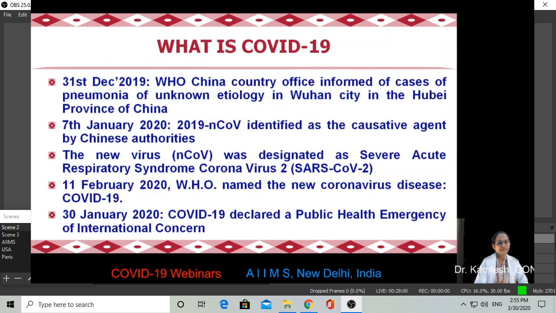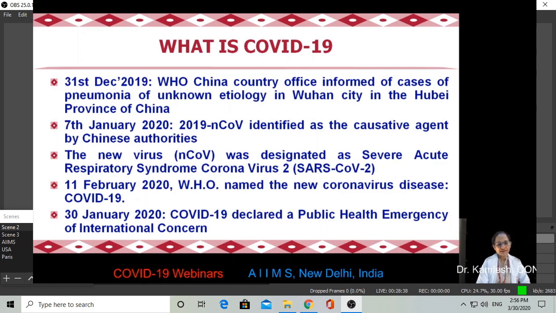So on 31st of December 2019, WHO China Country Office was informed of cases of pneumonia of unknown etiology in Wuhan city in the Hubei province of China. On 7th January, a novel coronavirus was identified as the causative agent by Chinese authorities. The new virus was designated as severe acute respiratory syndrome coronavirus 2, that is SARS coronavirus 2. On 11th February 2020, WHO named the new coronavirus disease as COVID-19.